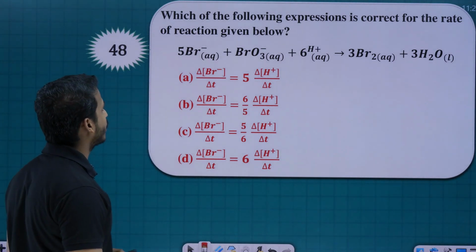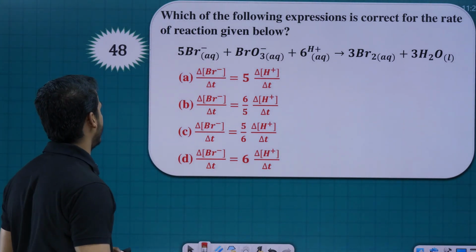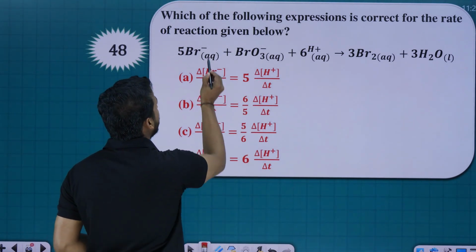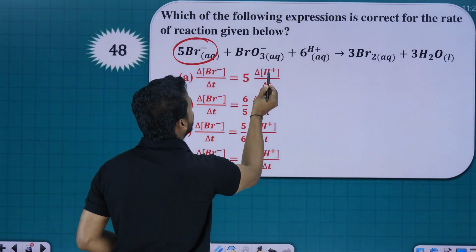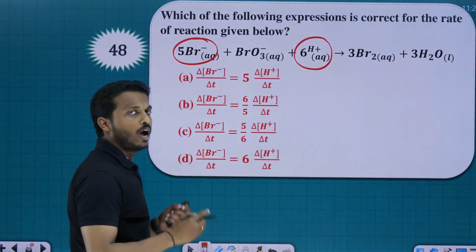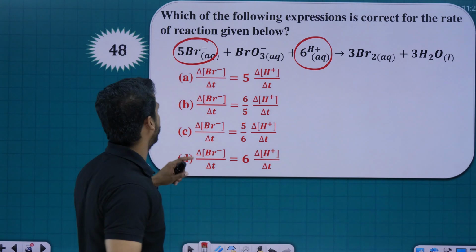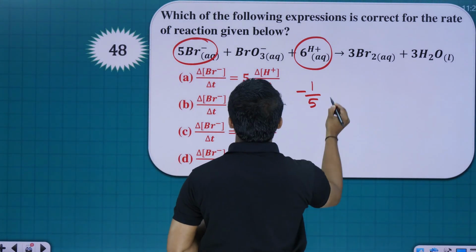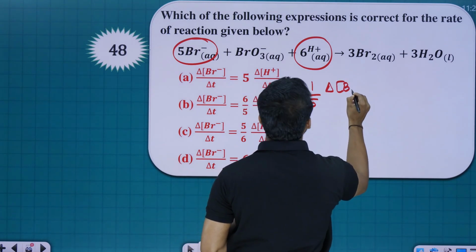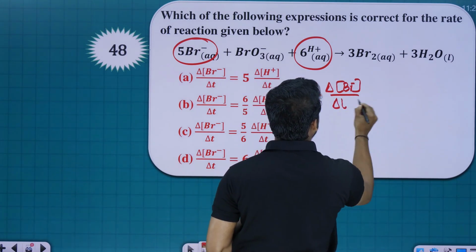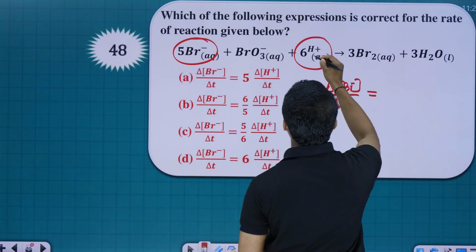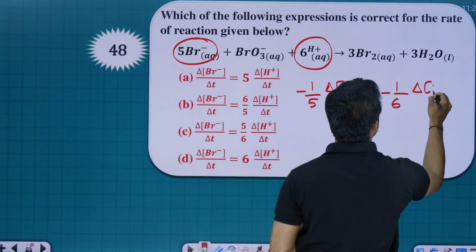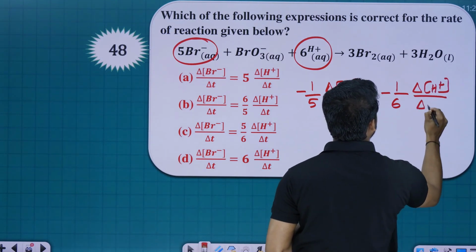Next one. Which of the following expressions is correct for the rate of the reaction? See the equations, option wise, you select. Bromine is there in the option, H plus is there in the option. So how do we write in terms of bromine and H plus? Let's see. In terms of bromine, I can write minus 1 by 5 into bromine concentration divided by time equal to, in terms of this, that is also a reactant, minus 1 by 6 into H plus concentration divided by time.